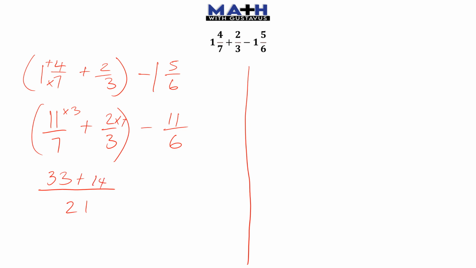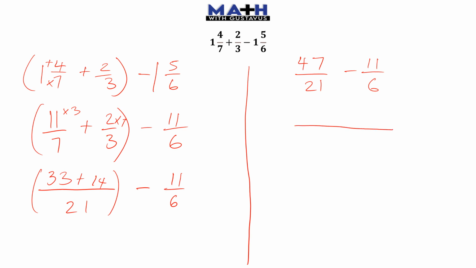And then we're going to subtract that from 11 over 6. Now let's simplify what's in the parentheses. That's 33 plus 14, that will give us 47, and that will be over 21 minus 11 over 6. Now guys, we're subtracting right here, so we need to find a common denominator.